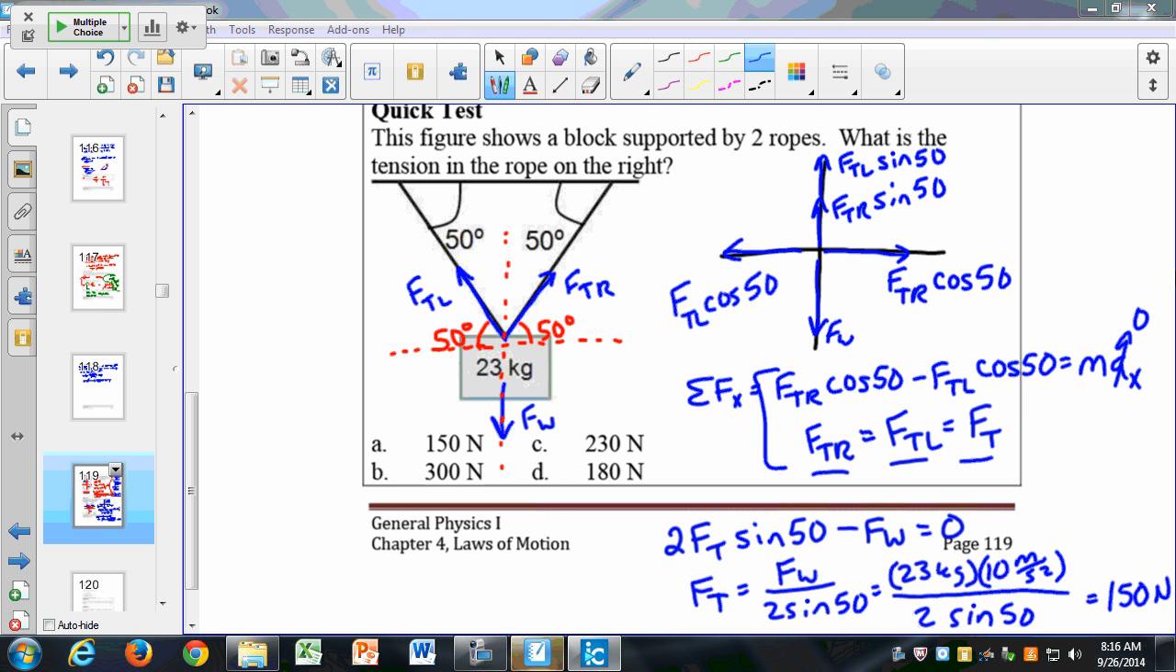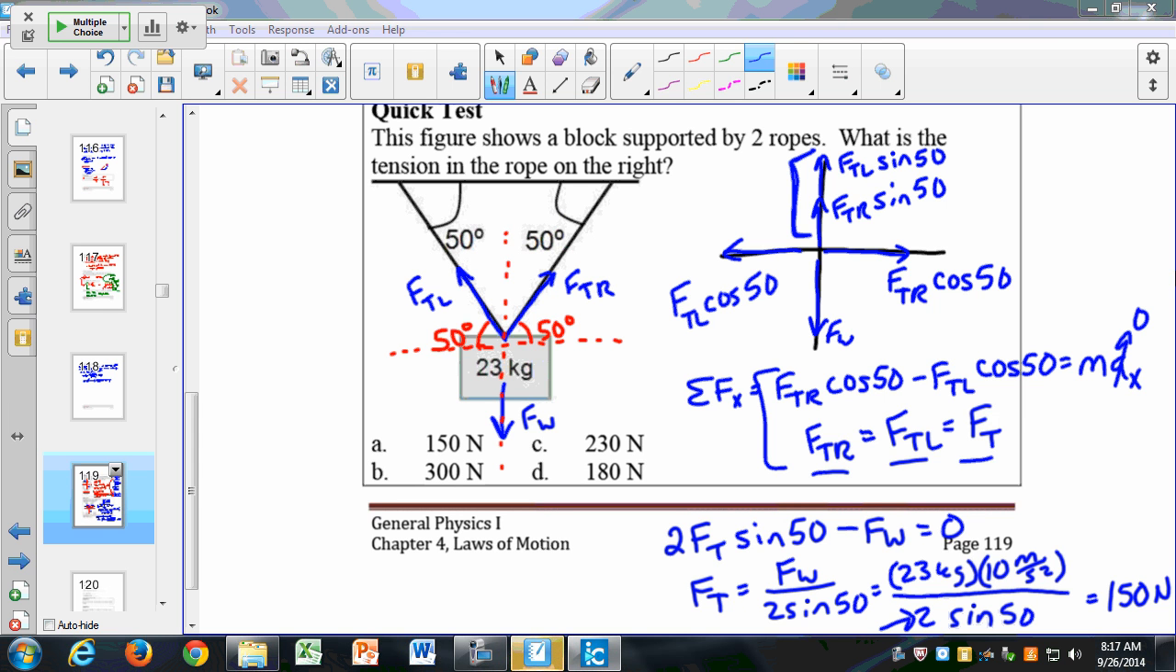Let's see. Some of you did put B. Probably when you put B, you didn't include this factor of 2. You solved for the tension, but you didn't include the 2. But we very clearly have 2 tensions up here. All right? 150 newtons.